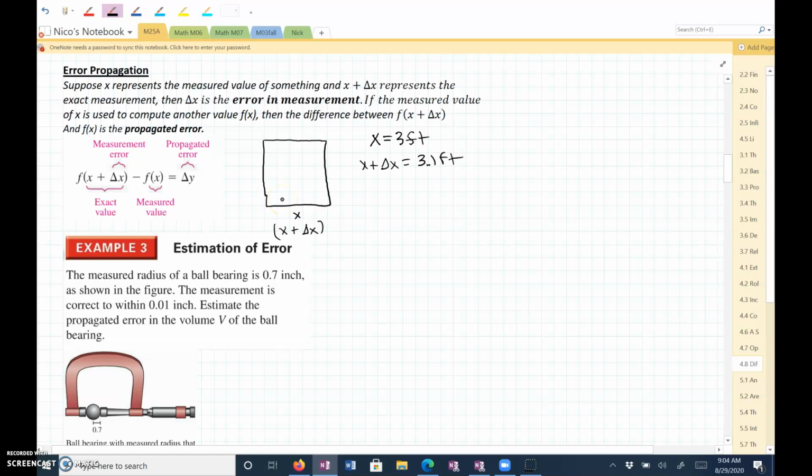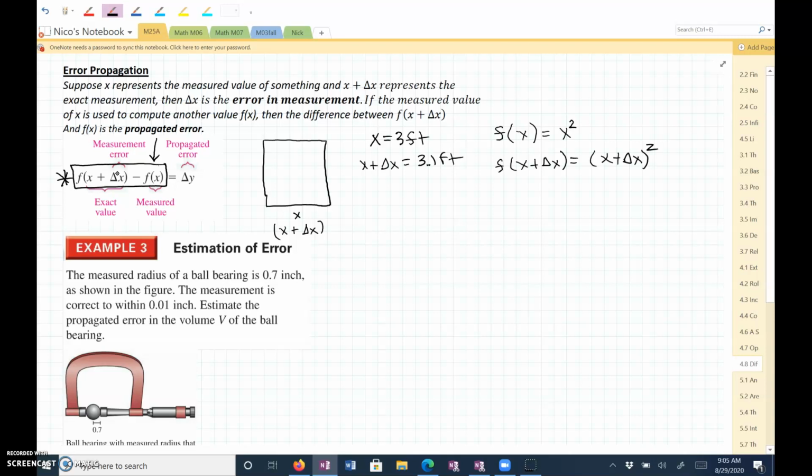And then it says to measure the propagated error. Okay, so let's say we're trying to find the area of the square. That would be f of x equals x squared, and f of x plus delta x equals x plus delta x squared. So the propagated error is going to be the difference between the actual area and the area that I found based upon my original measurement that was 0.1 feet off. So we could do that really easily, and that's known as delta y.